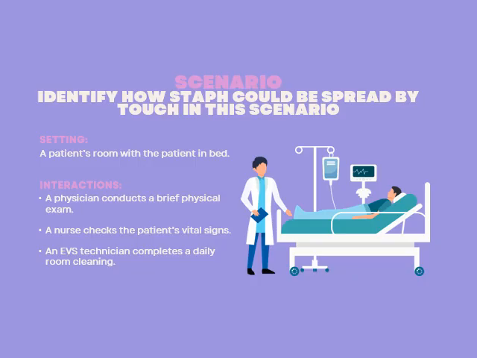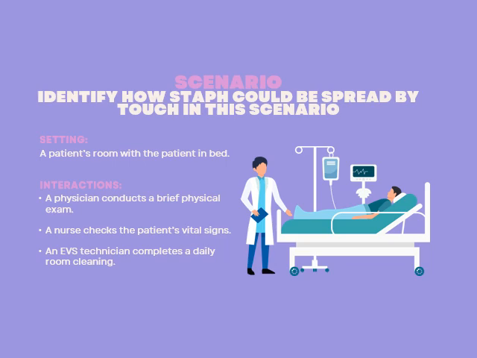Back to our scenario. It's a patient room and the patient is in the bed. First, a physician doing rounds will enter and conduct a brief physical exam. Next, a nurse will enter to check the patient's vitals and ask a few questions about how they are feeling. Then, an EVS technician will enter to do the daily cleaning of the room, which includes greeting the patient, cleaning and disinfecting high-touch surfaces, cleaning the bathroom, and emptying the trash. At some point, staph has been spread to the patient.